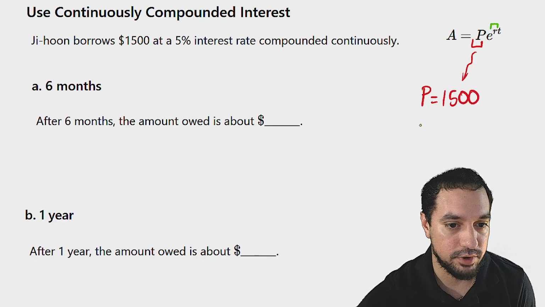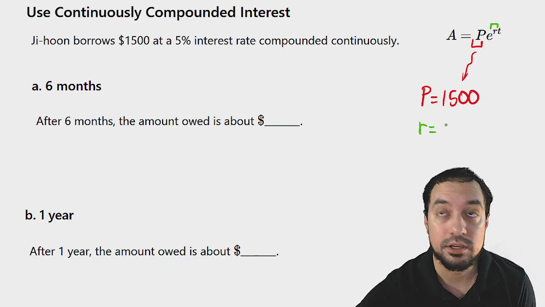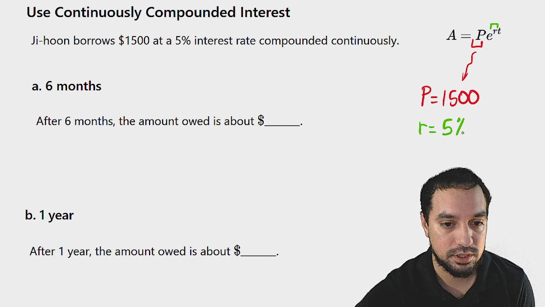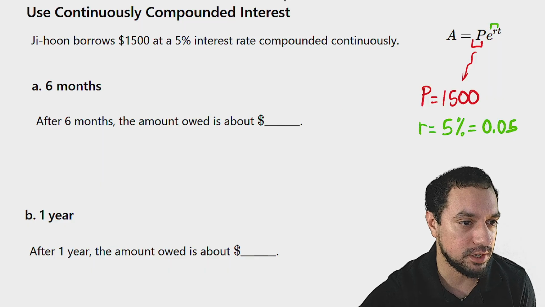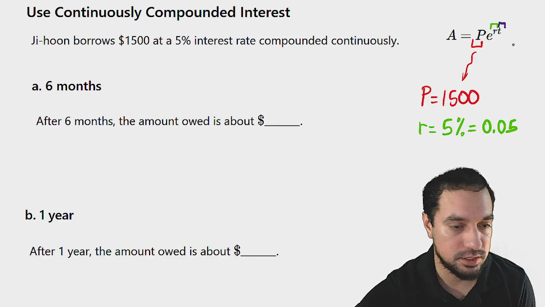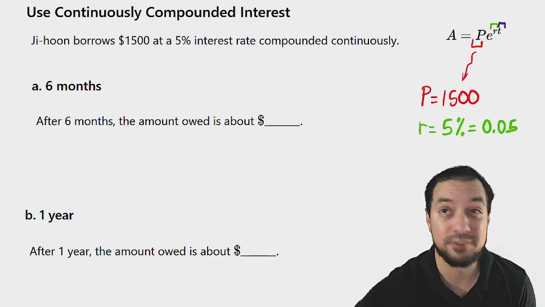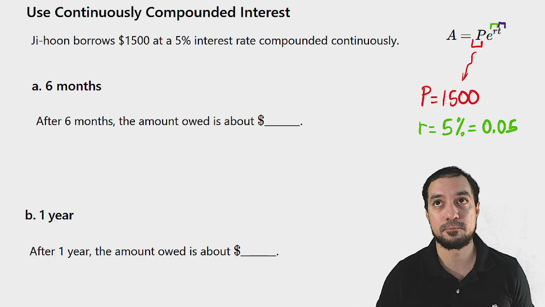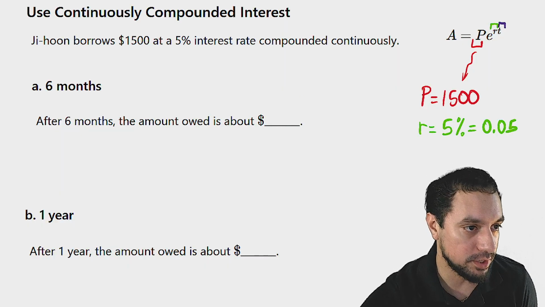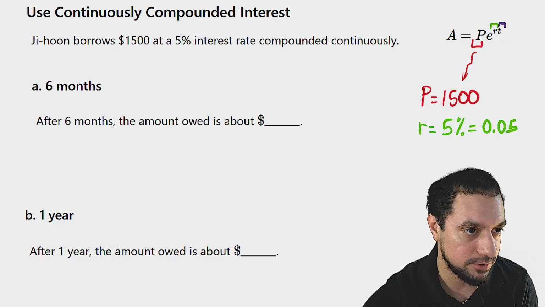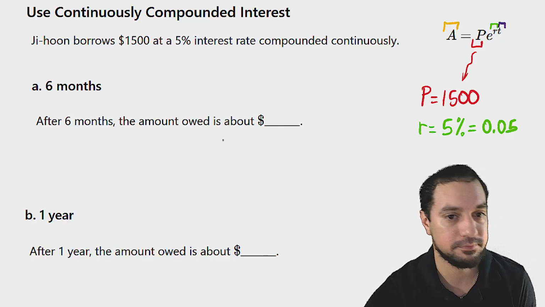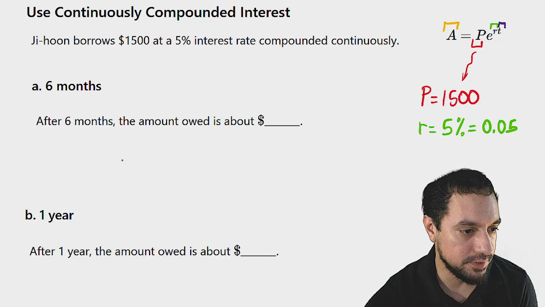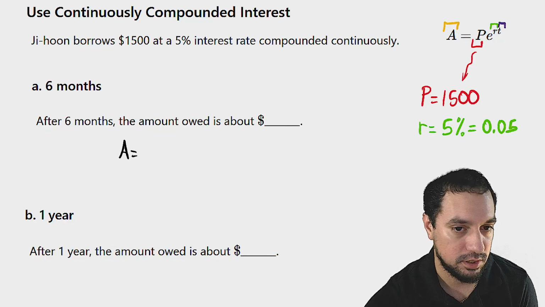R is going to be my rate. So our rate is 5% interest, which we will convert to a decimal, so we can do our math with it. And then T stands for time, which looks like we have two different time frames here, 6 months and a year. All right, let me go ahead and plug into my formula. Oh, sorry, I forgot to explain A. A is going to be the ending amount of money. All right, so on both of these, we're solving for A. So let me go ahead and set that up.